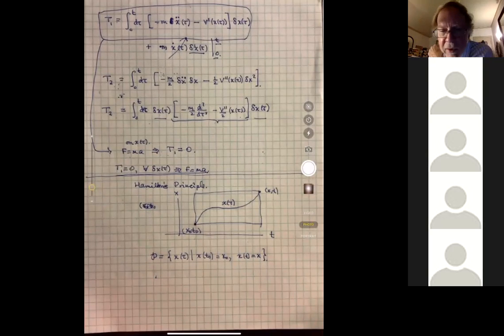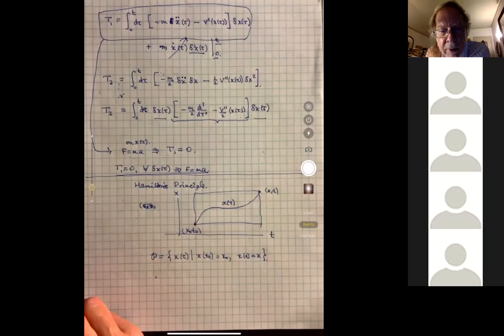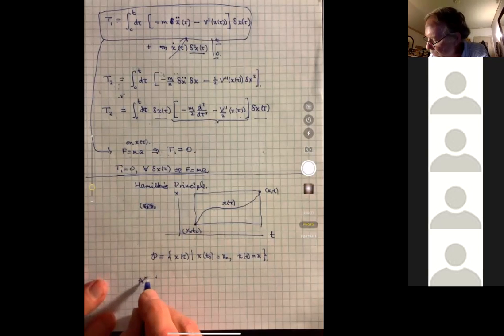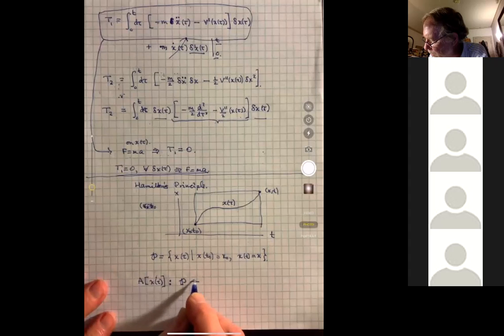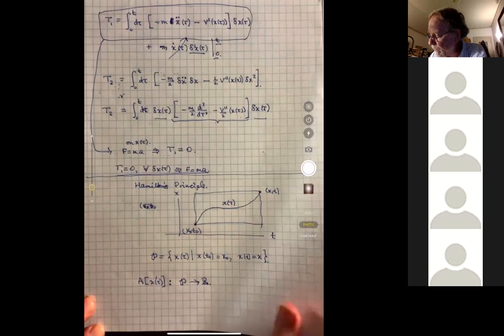In fact, it looks like the same path space that we had for the path integral, except in classical mechanics we probably want the paths to be continuous because we're going to differentiate them and things like that. Except for that, it's the same path space. The action functional A of x of tau is a mapping from this path space to the real numbers, and it creates the action by integrating the Lagrangian along the path.